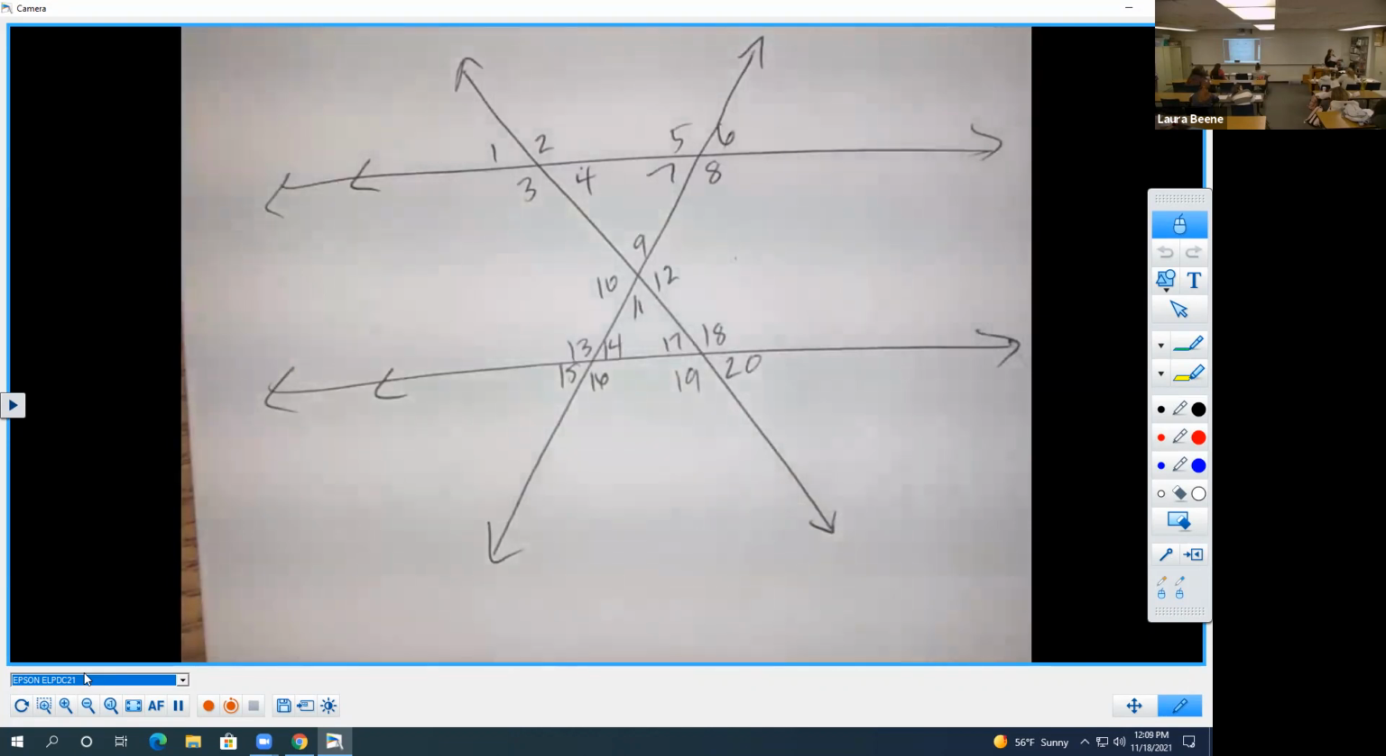Not drawn to scale, right? No, not at all drawn to scale. Never.